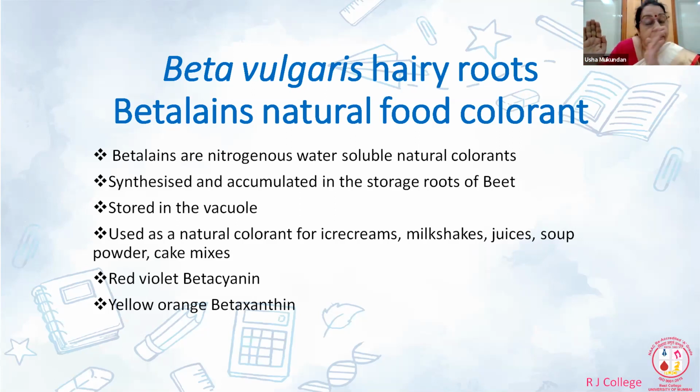Betalains have the precursor DOPA, and the pathway can go towards the yellow-orange betaxanthin, or towards the red-violet betacyanin. If you go abroad or have an opportunity, you also get something called golden beet. That golden beet is because of the yellow predominance of betaxanthin. And the violet ones, which we get in our market, have the red-violet pigment more predominant, known as betacyanin.